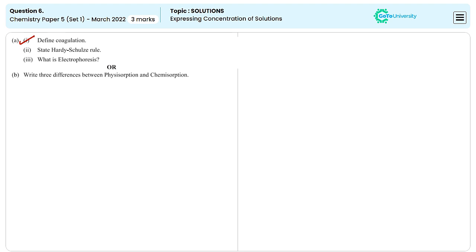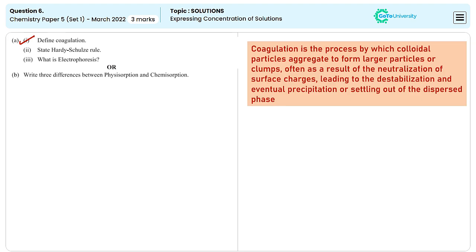Coagulation is often achieved by adding substances known as coagulants, which neutralize the charges on the colloidal particles. This reduces the repulsive forces between the particles, causing them to aggregate. And the second one is to state the Hardy-Schulze rule.